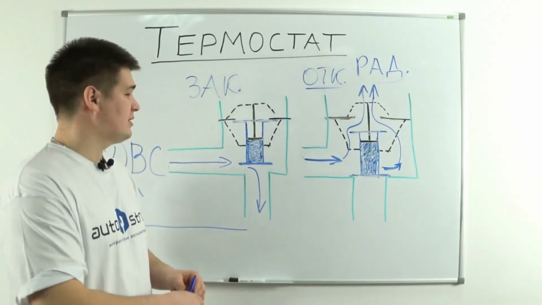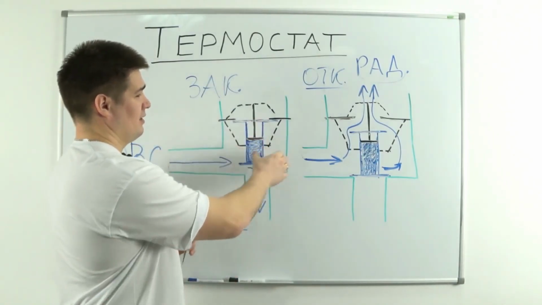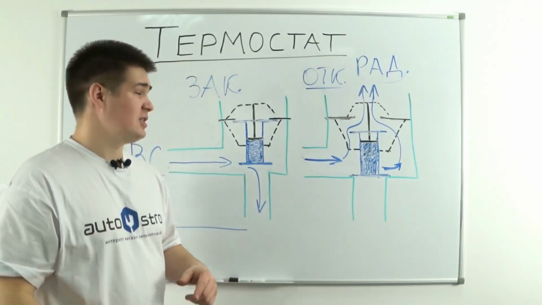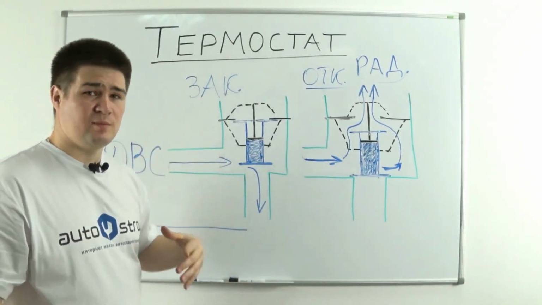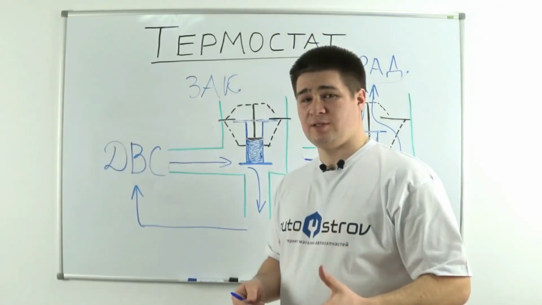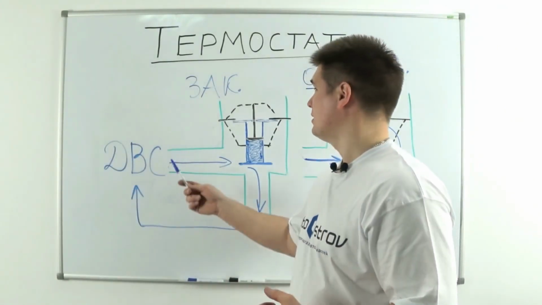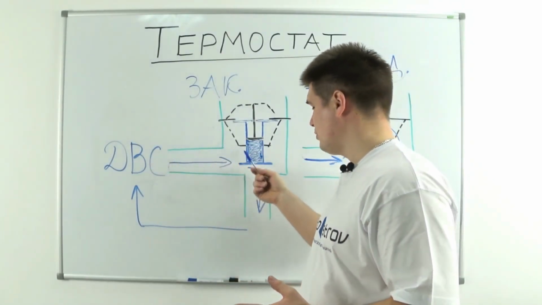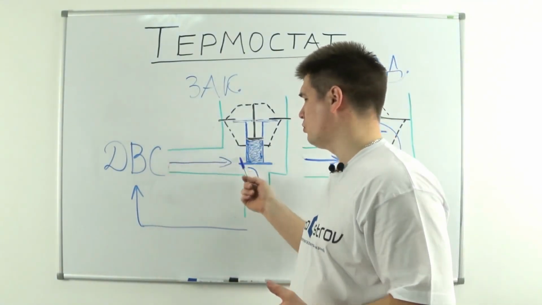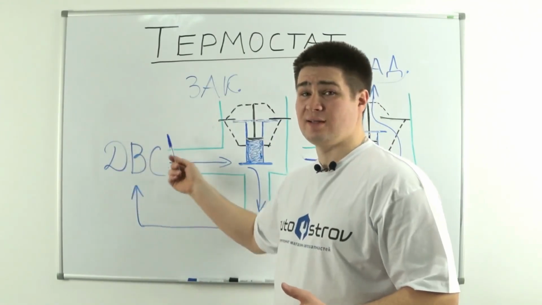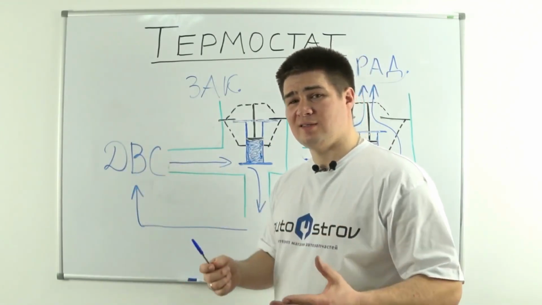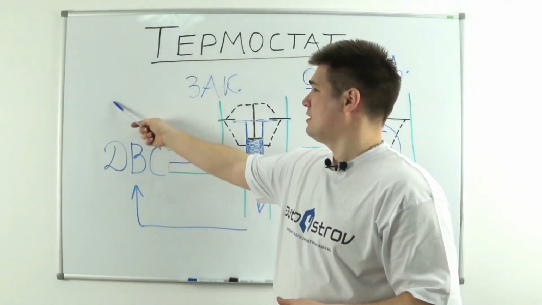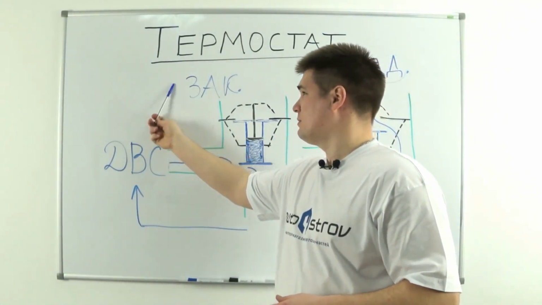The failure of the thermostat is that this valve stops moving, so the thermostat usually jams in one of the positions. The thermostat is always closed, or the thermostat is open all the time. The most dangerous cases of thermostat failure are when it is constantly closed, in which case the coolant will only move in a small circle and the engine will overheat. When it overheats, steam may go under the hood. The coolant temperature arrow on the dashboard will fall into the red zone.